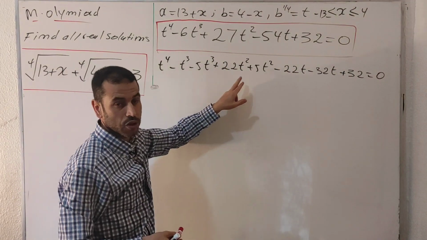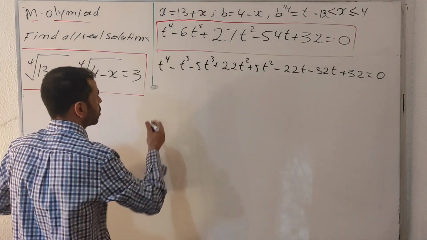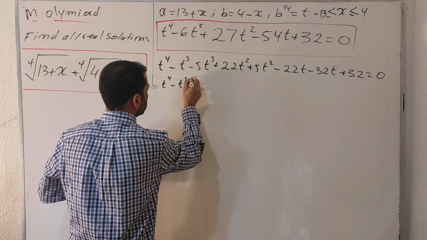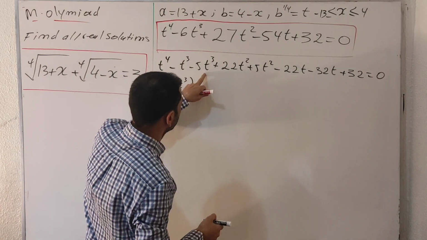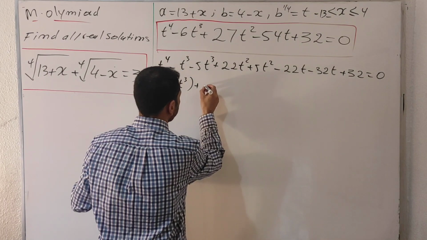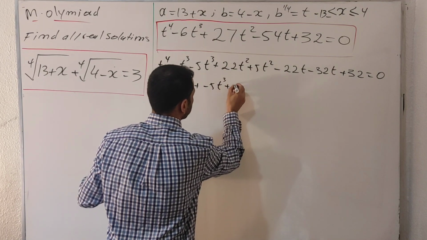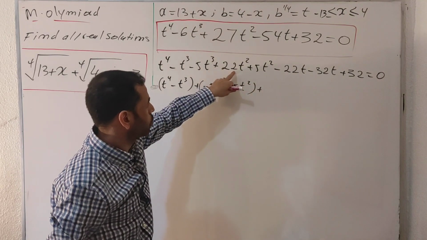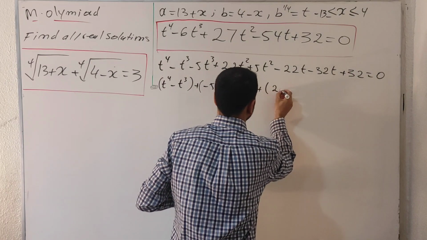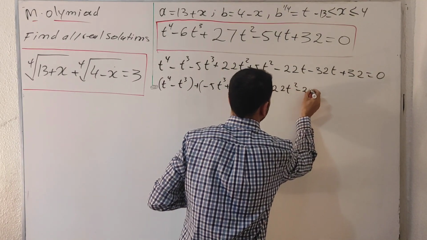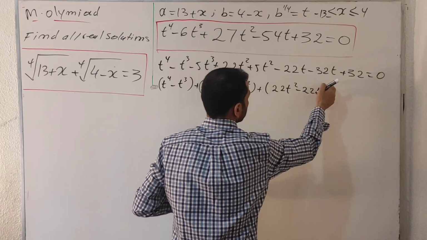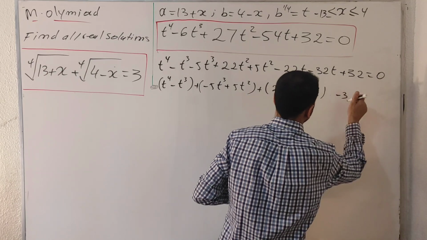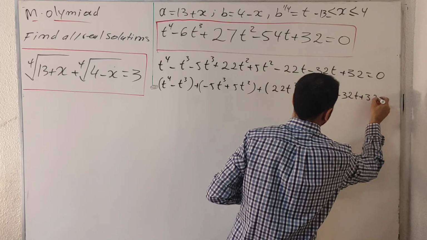Now I'm going to rearrange and group these terms to make the common factor. So I'm going to group these two terms, t to the fourth minus t cubed. For the next term I'm going to group this one and this one. So we'll have minus 5 t cubed plus 5 t squared. For 22 I'm going to group this one and this one. We'll have 22 t cubed minus 22 t. Lastly I'm going to group this one and this one. We'll have minus 32 t plus 32, which equals 0.